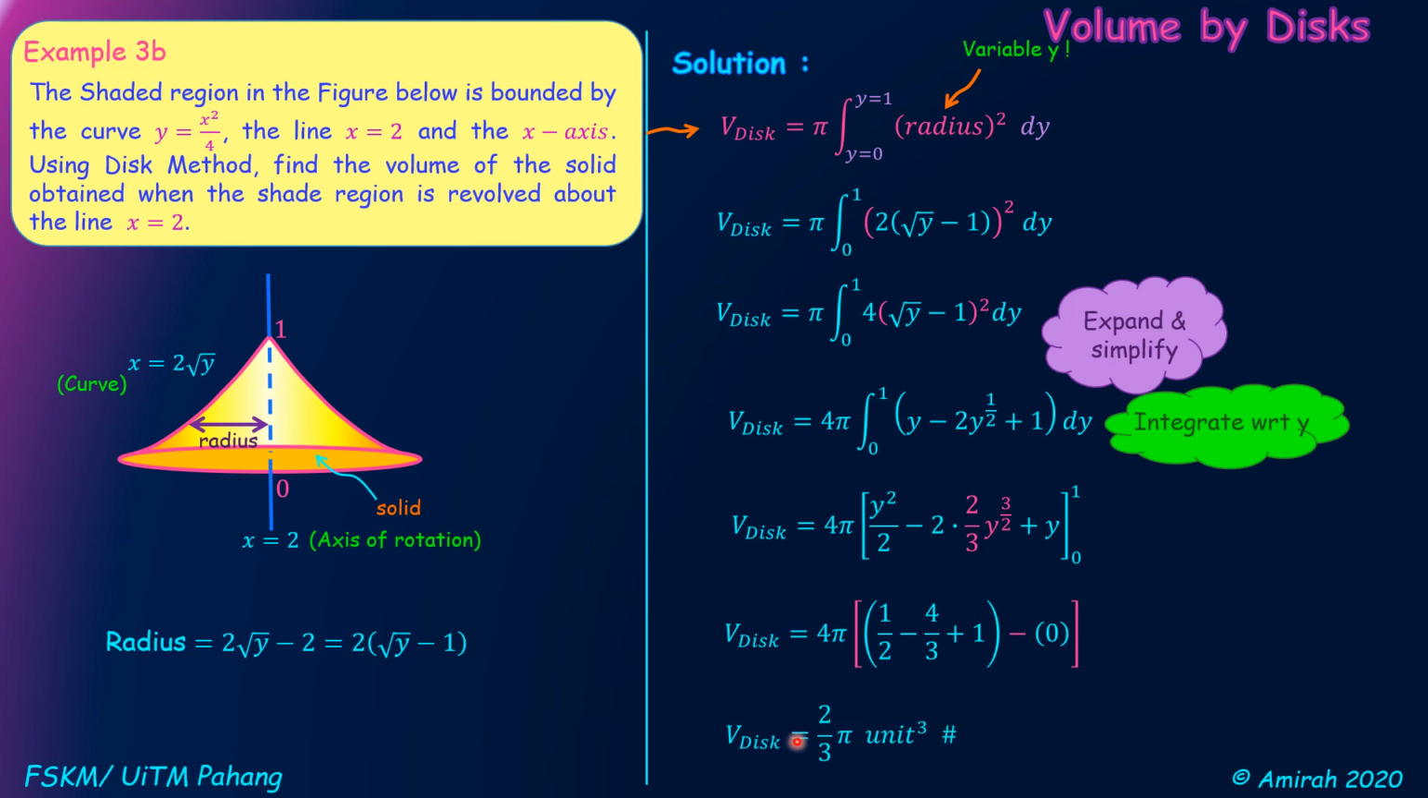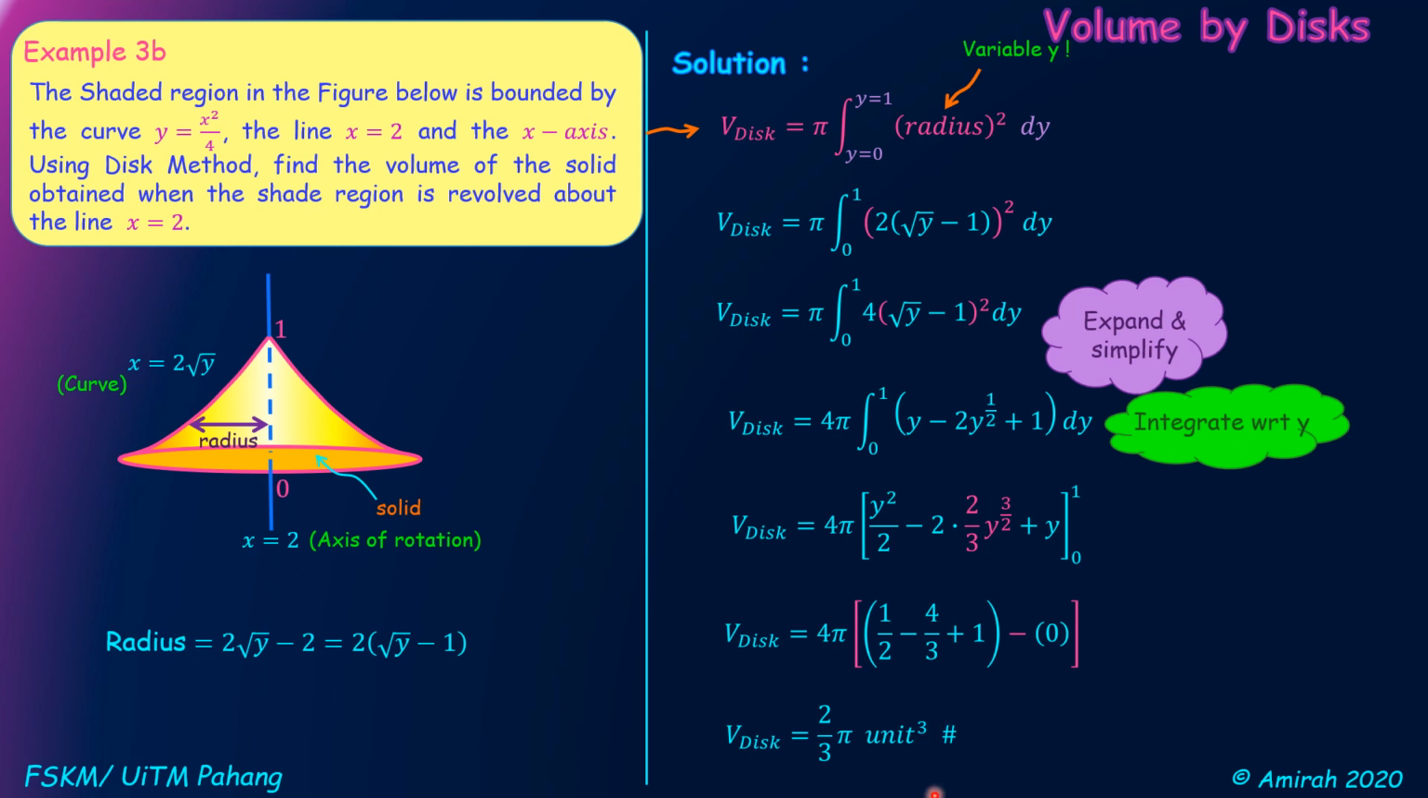Then the volume equals, after we simplify all of this, remember to multiply by 4 pi outside here. So we get 2 over 3 pi. And then for volume, we need to write unit cubed. For area, we need to write unit squared, but for volume, we need to write unit cubed.